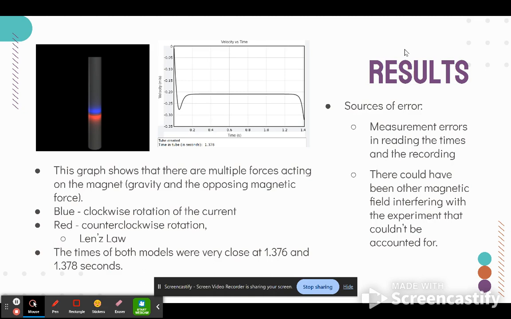From both models, the times were very close, at 1.376 and 1.378 seconds. Some sources of error include measurement errors from the app, like in reading the times and the recording itself. There also could have been other magnetic fields interfering with the experiment that couldn't be accounted for.